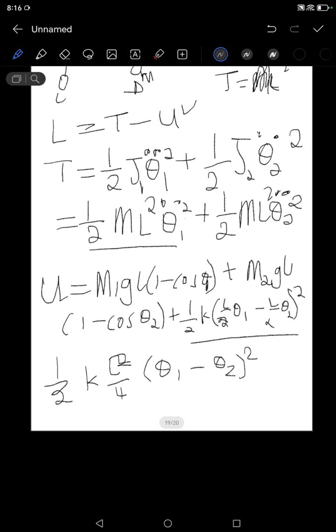Okay, so now we can differentiate with respect to theta 1 here. So we're going to focus on theta 1. The derivative of half KL squared over 4 into theta 1 minus theta 2 all squared is going to be what? We take this 2 and multiply with half, so 2 multiplied by half is 1. And then we differentiate theta 1, and the derivative of theta 1 is 1. Therefore we're going to have KL squared over 4 into theta 1 minus theta 2, multiplied by 1, if I'm not mistaken.